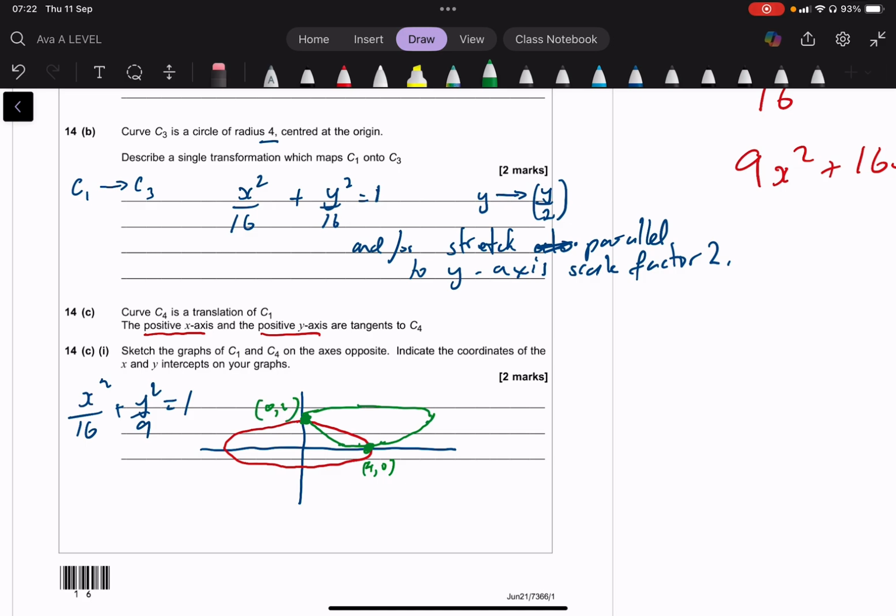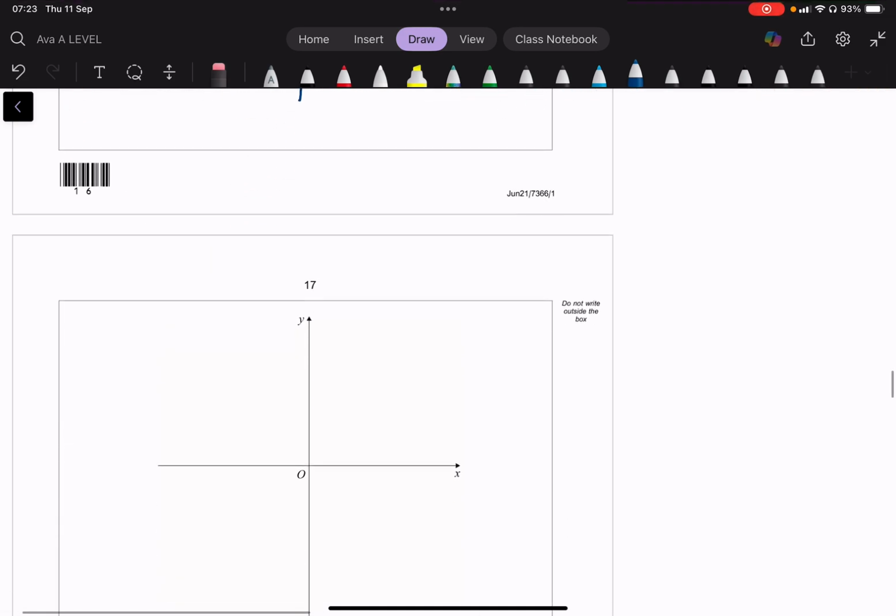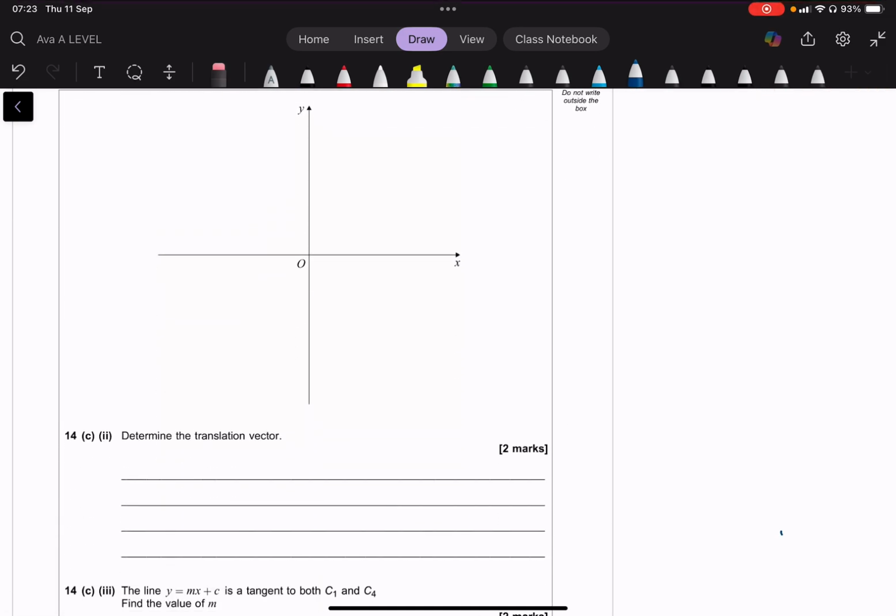And we've got to give the translation vector. So the translation vector, if we look at the center of the ellipse, that has coordinates 4, 2. So the translation vector is 4, 2. Then I'm going to use that diagram for the next part. Oh yes, that's the determined translation vector 4, 2.